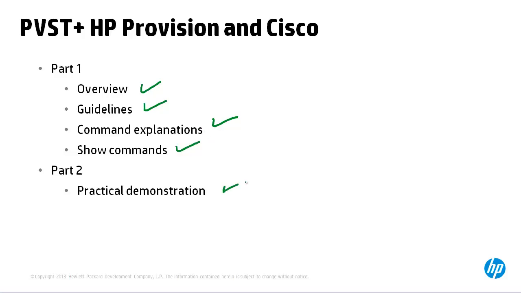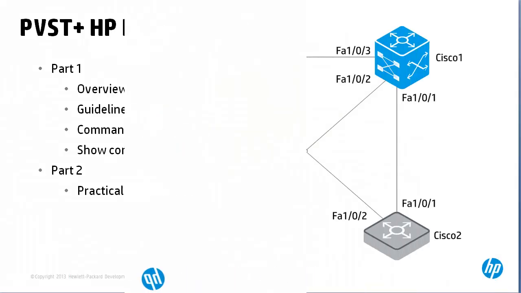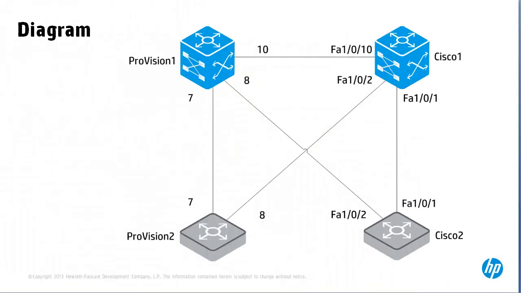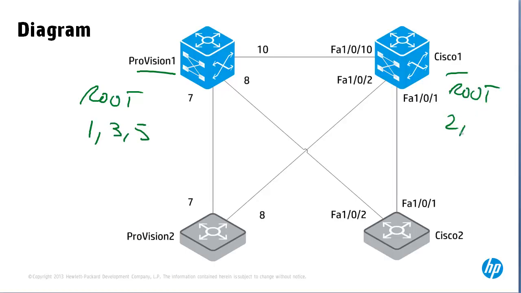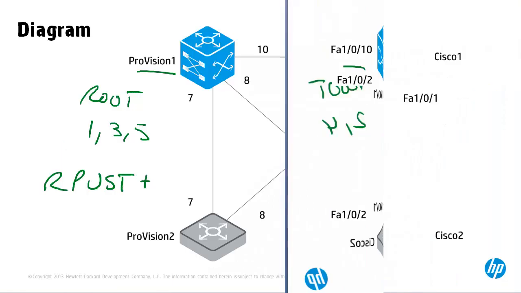In this part, we're going to continue the discussion with a practical demonstration with the setup and testing of HP ProVision and Cisco switches running rapid PVST. So now let's configure the topology. ProVision 1 is going to be the root for VLANs 1, 3, and 5. Cisco 1 is going to be the root for VLANs 2 and 4. We're going to be running rapid PVST Plus in this topology.